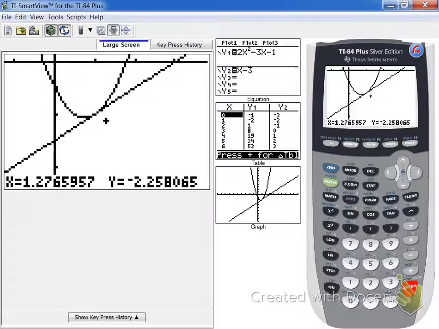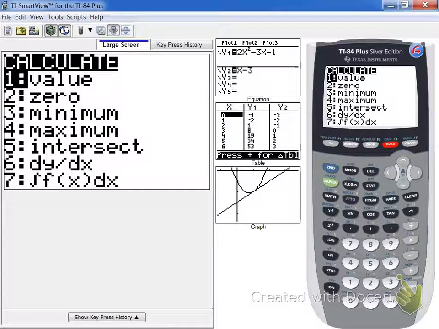Alright, so that gives us a really good clear view of what's going on. So it looks pretty obvious that it's probably intersecting in one place here. The line is just glancing off of our parabola. But let's find out what the actual intersection is. If I want to find out the intersection, I can press second, calc. And now that I have come here to calculate, I can scroll down to number 5, or I can just press the number 5, which is intersection.